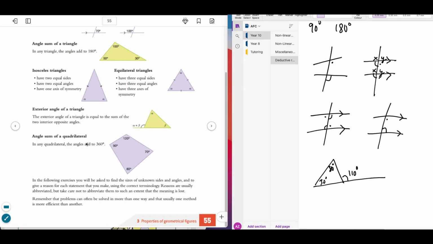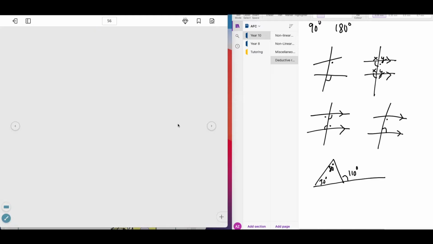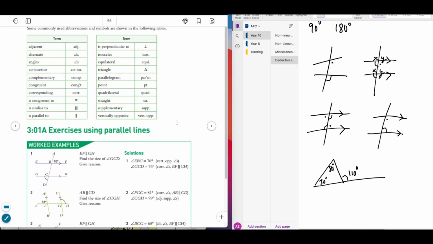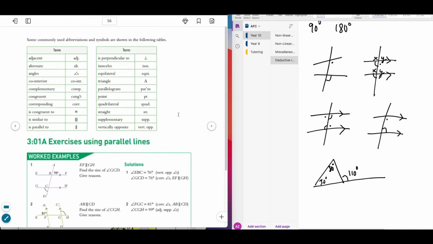Angle sum of a quadrilateral. The angle sum of a quadrilateral is 360 degrees. You should know this. In the following exercises, you'll be asked to find unknown sides and angles and to give a reason for each statement you make. Use the correct terminology. Reasons are usually abbreviated, but take note not to abbreviate them to such an extent that the meaning is lost. The questions I'm going to go through now will require some kind of reasoning. So let's just get started.